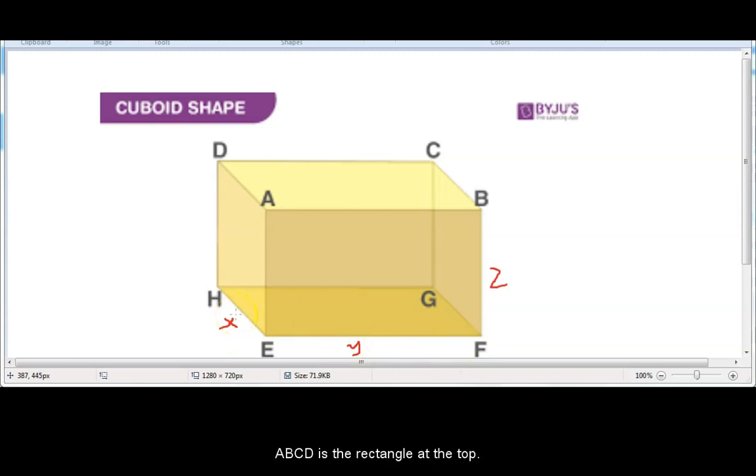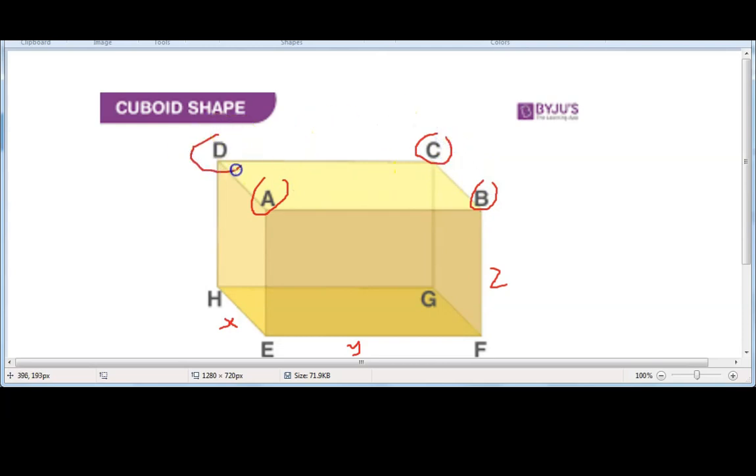ABCD is the rectangle at the top. The area of this rectangle is also XY. The area is also XY.